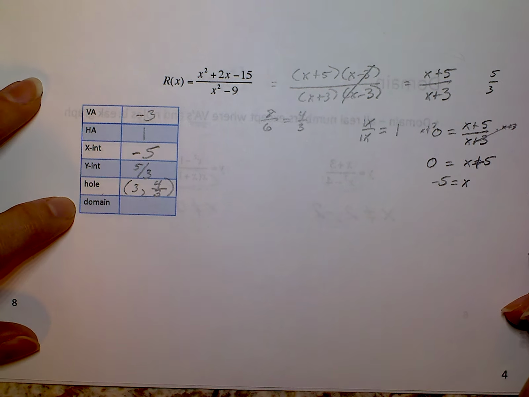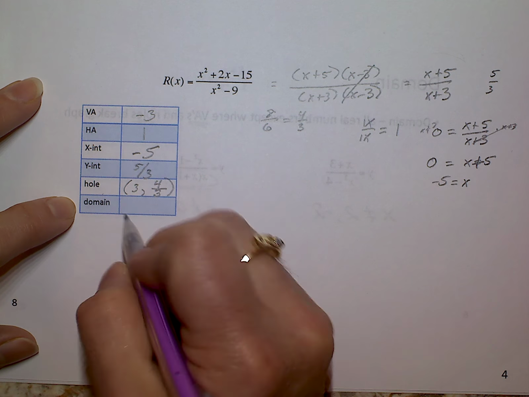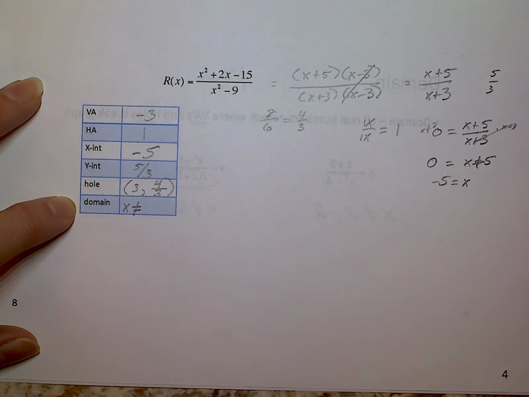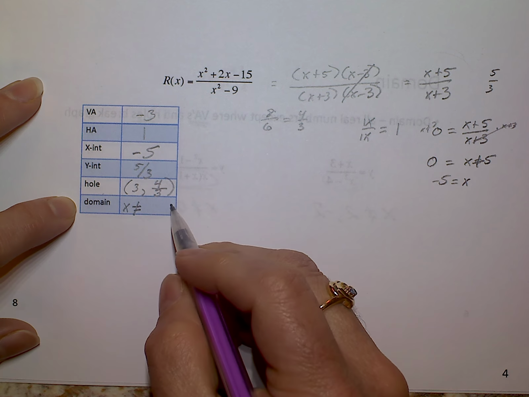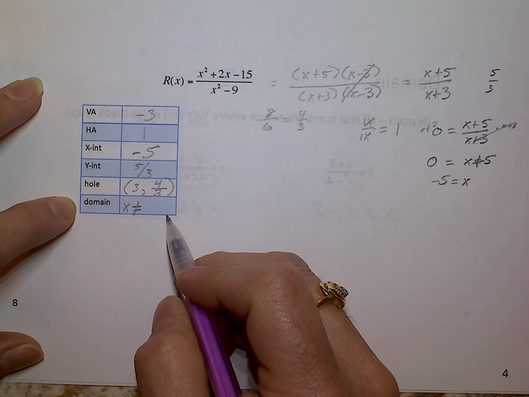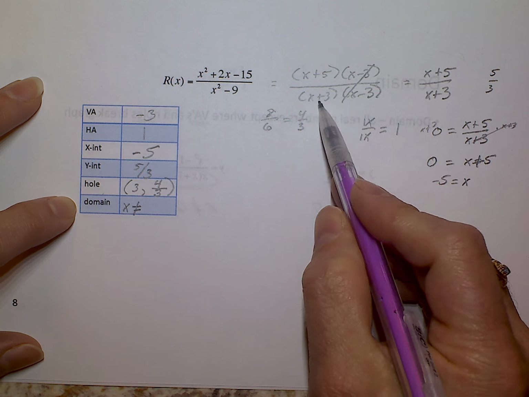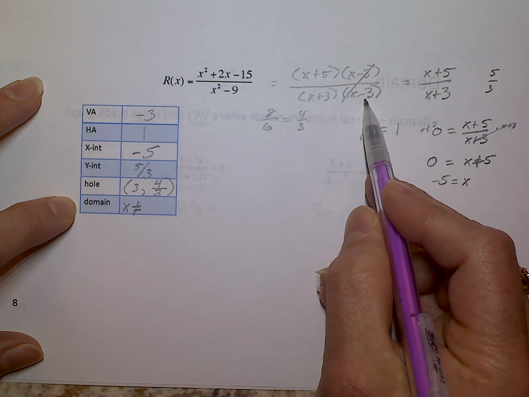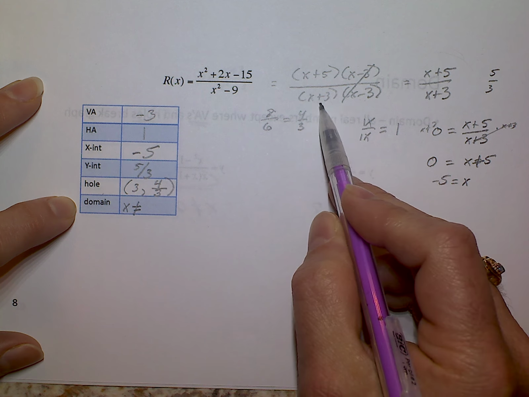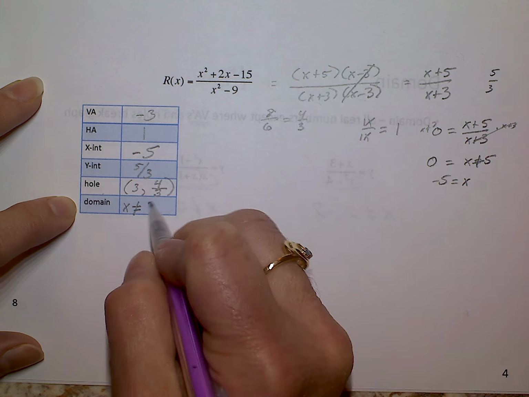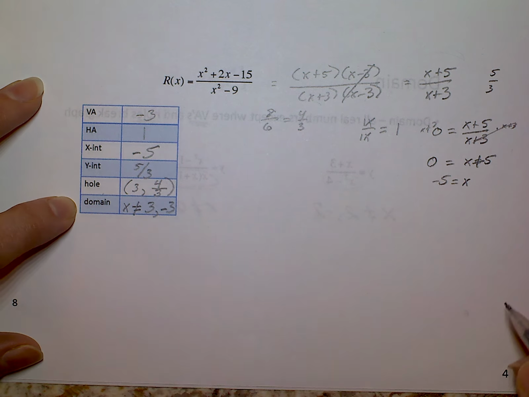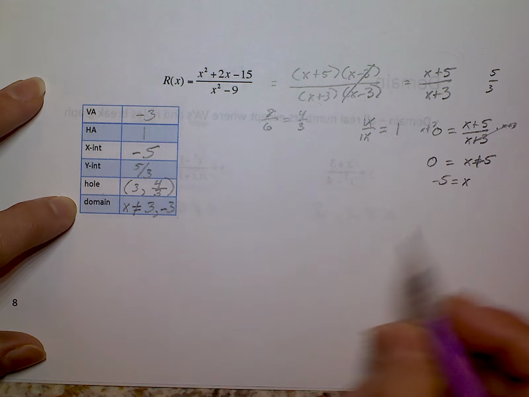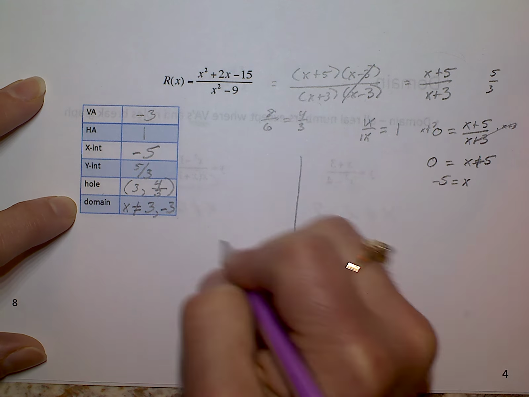For the domain, the numbers that I was not allowed to use, and this is how Pearson has theirs when you type it in, so I'm going to write it this way. The domain is everything except 3 and -3. 3 causes a hole, -3 causes a vertical asymptote. So everything but 3 and -3. Okay? So these are the things that you need to find, and then you need to sketch a graph.